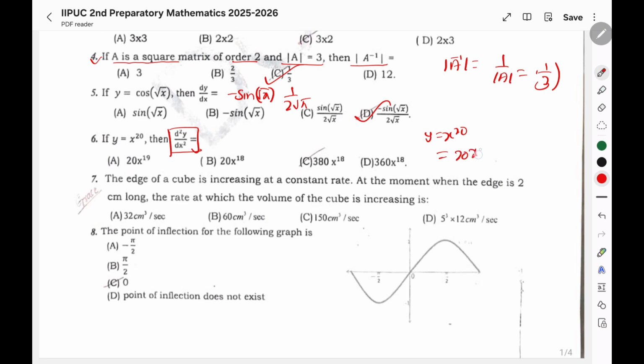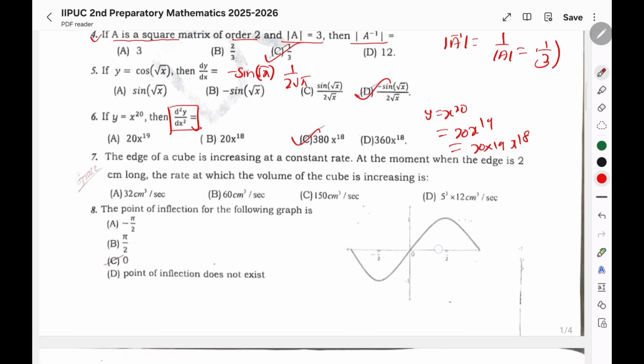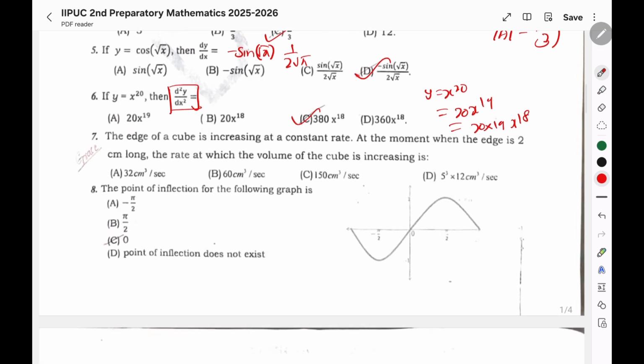Next, y equals x power 20, and they have asked you the second order derivative. So do 20 x power 19. One more time, 20 into 19 x power 18. So 20 into 19, 380. Option C is correct.